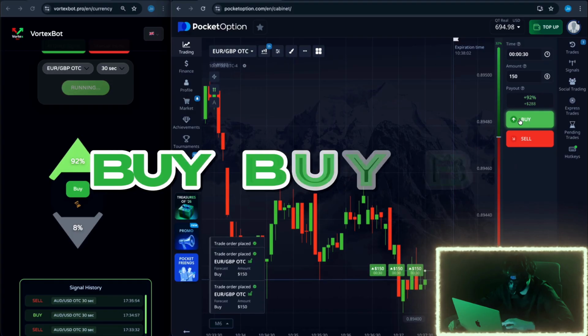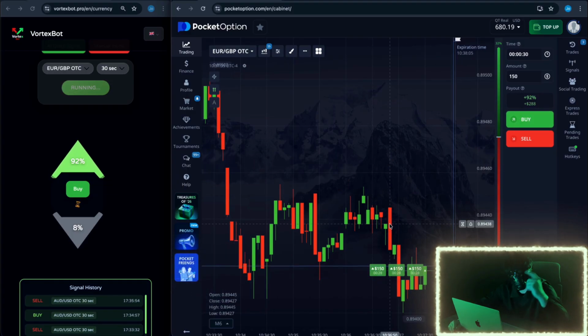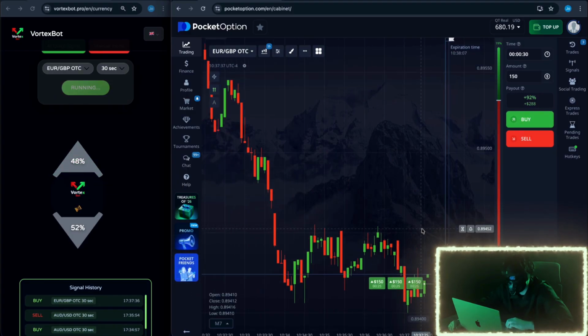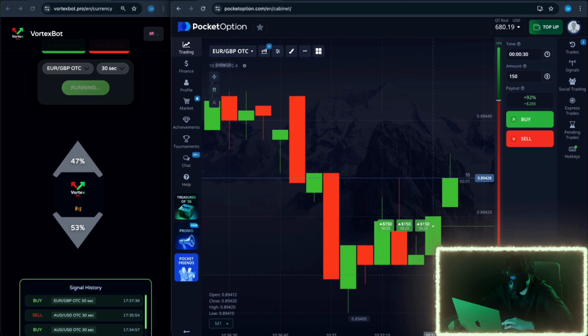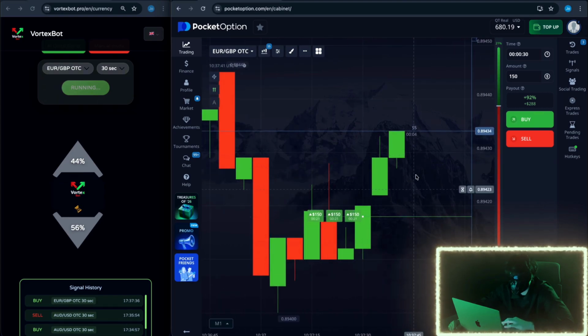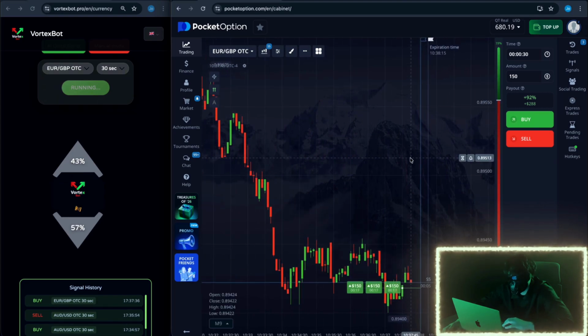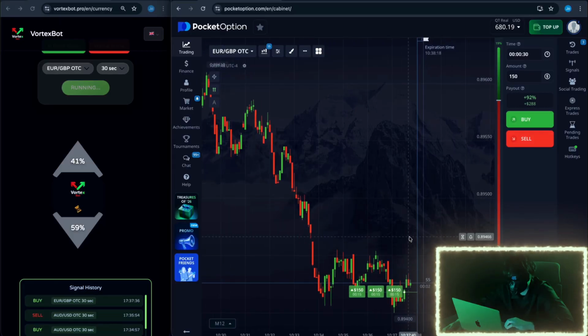I'll open it. Now I'll open 3 trades at once to cover our losses and make a profit. So, right away we're getting upward candles. Only 20 seconds left. So far our position is winning.